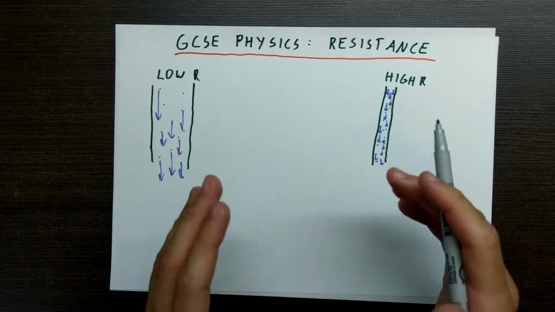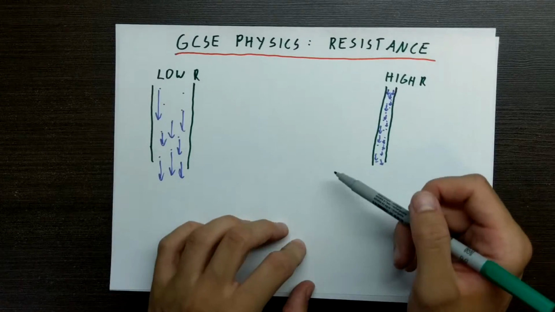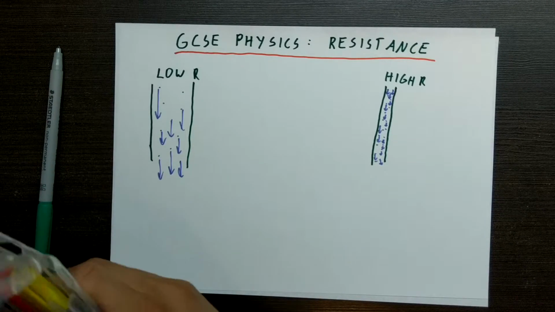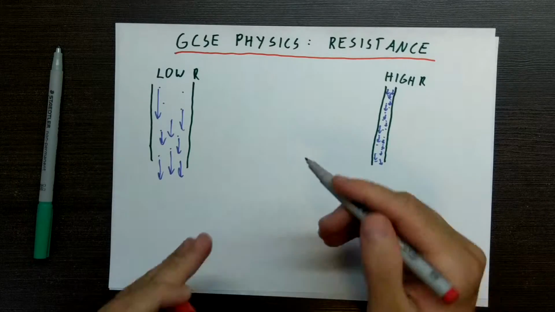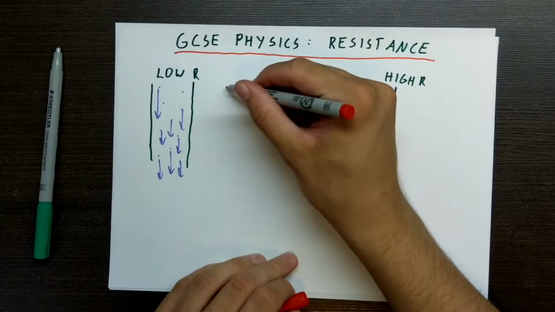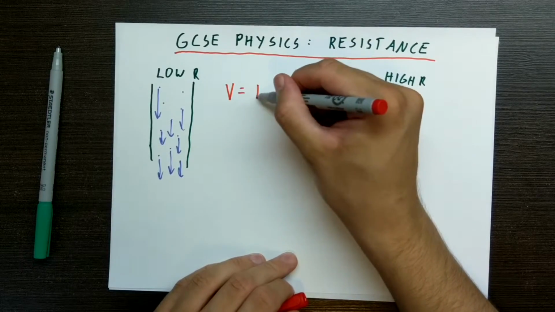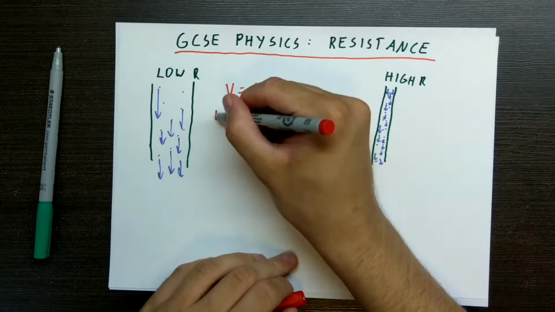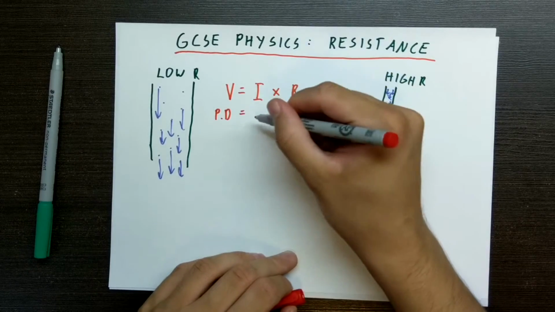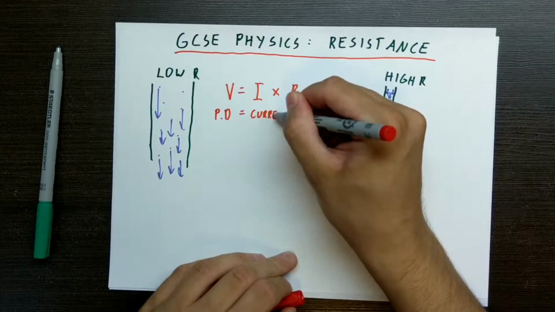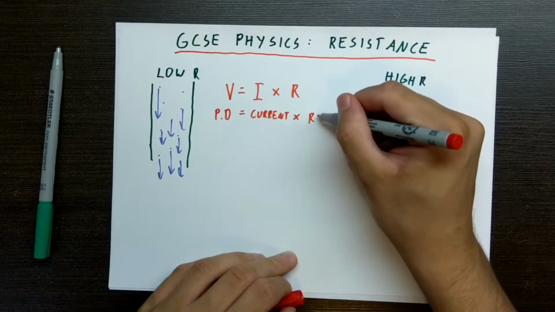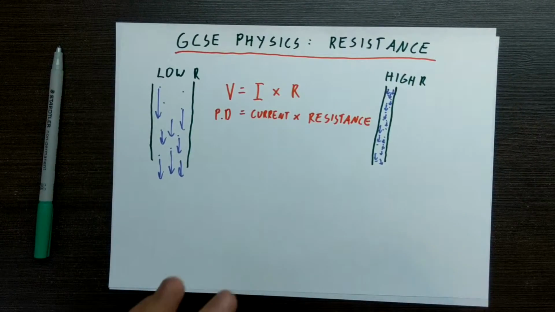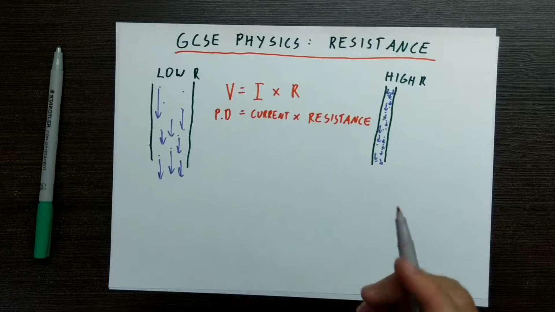And the reason why I explained this to you is because now the equation for resistance will make sense. The equation for resistance, one sec, I'm just gonna grab a red pen. There. The equation for resistance is like so. V equals I times R. So that is potential difference PD, which is equal to current times resistance. And that's the equation. That's the equation for resistance.